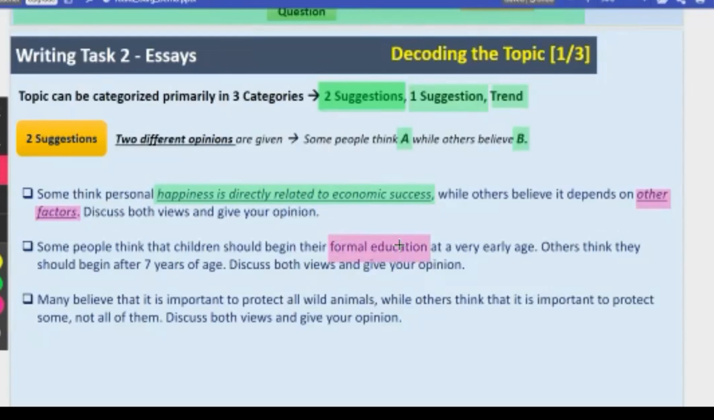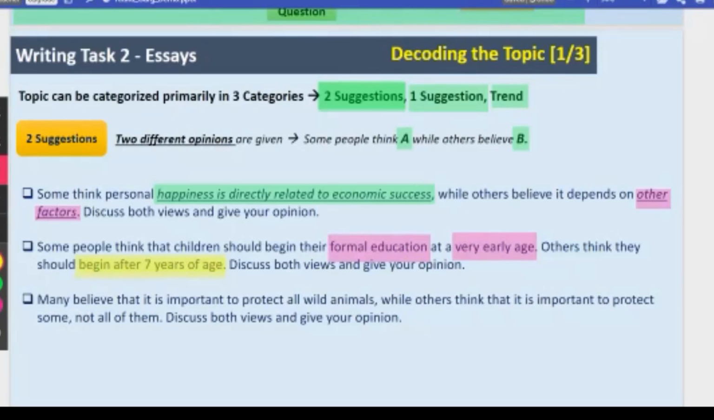There are two suggestions given. When should the formal education be started? The first category of people is saying at a very early age. Others are suggesting that they should begin after 7 years of age. So here A becomes very early age and B becomes after 7 years of age. So now you can decide which side you agree with, and you will decide your body paragraphs accordingly.